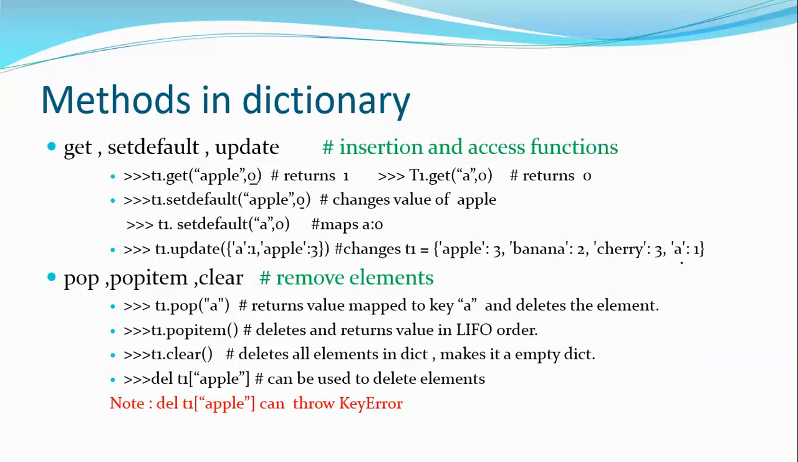I can also use the del operation on a particular key, that is del t1['apple']. So this del command can delete a particular element entirely, or if I say del t1, it will delete the entire dictionary. If you say del t1['apple'], and let's suppose the key apple is not present in the dictionary, then you'll get a KeyError. Why? Because you are trying to access a key which is not present.